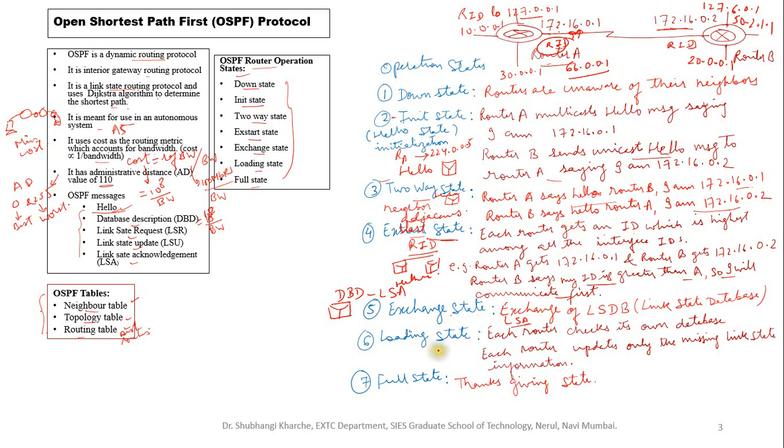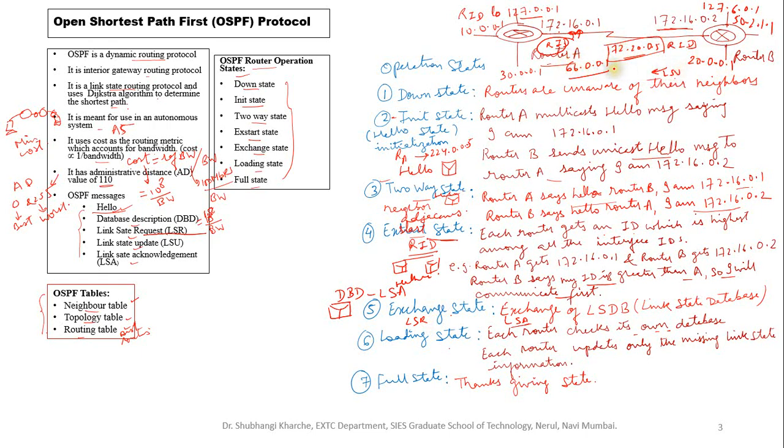Then the next state is the loading state. In loading state, each router checks its own database and identifies that some of the link state advertisements are missing. For example, router A identifies that the link state advertisement for 172.20.0.5 is missing in its link state database. So router A will send a request by using the link state request packet, LSR packet, saying that I want the information for 172.20.0.5, and in response to this, router B will send the link state update message.